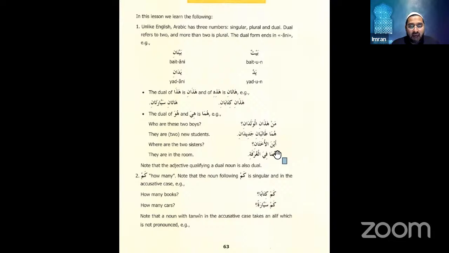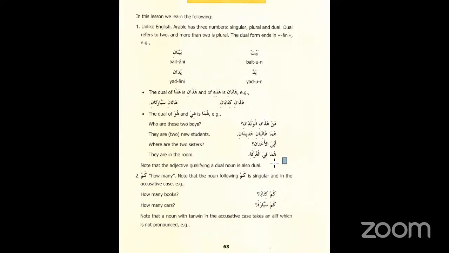Okay. Continue. أين الأختان هما في الغرفة. So from the context now you will understand أين الأختان, where are the two sisters? So huma here, you will understand the context, is not referring to the two boys, it's referring to the two sisters. Yep. Go ahead now, continue.